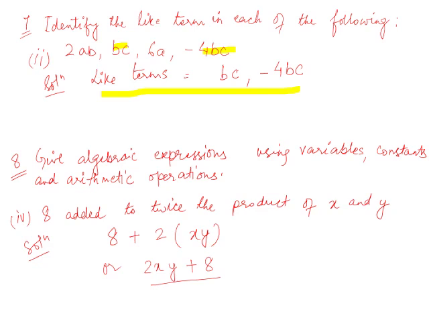Eighth. Give the algebraic expression using variables, constants and arithmetic operations. 8 added to twice the product of x and y. So 8 is added to twice the product of x and y. Means the product of x and y is x into y. So x into y we will write as xy, and then twice the product means into 2, or generally we write the variable term first. So it is 2xy plus 8.